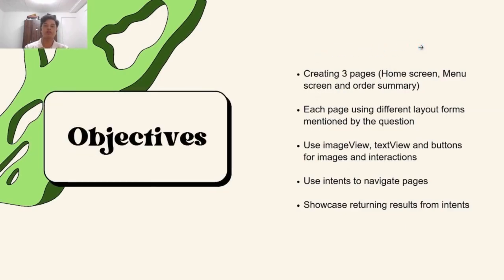So first up is for us to create three main pages, the three being the home screen, the menu, and also the order summary, in which all of us will be presenting later on. As for my part, I'll be explaining on the home screen for the XML and also Java. And then for each page, we'll use different layout forms as mentioned by the question. Of course, we'll be using things like grid layout for home screen, linear layout, and etc. And then we'll also be using things like image view, text view, buttons for images, and overall for user interactions.